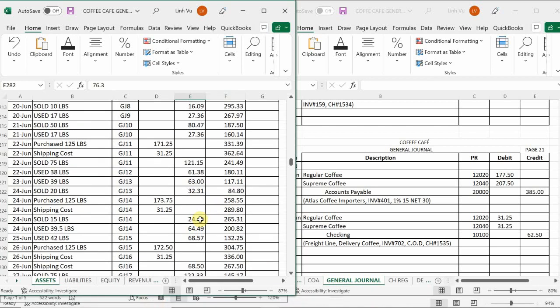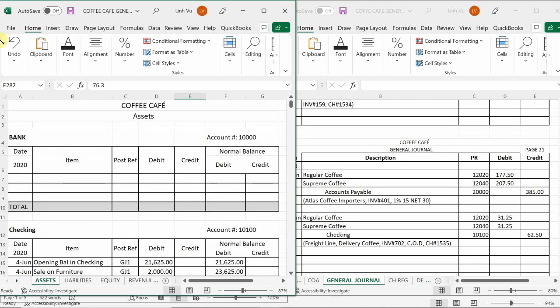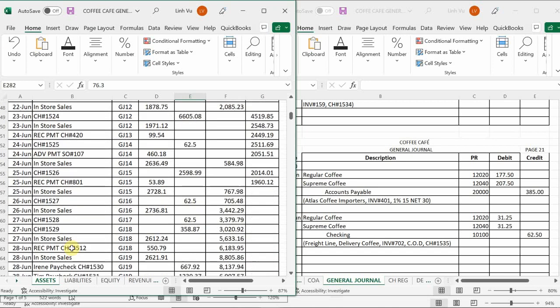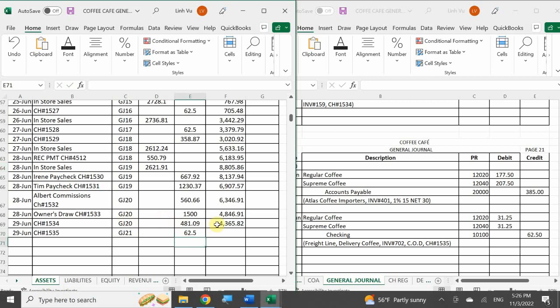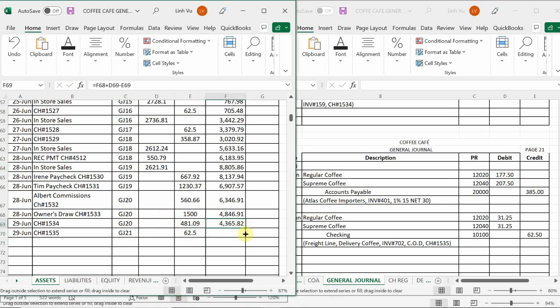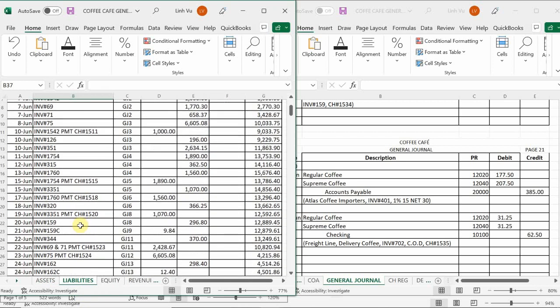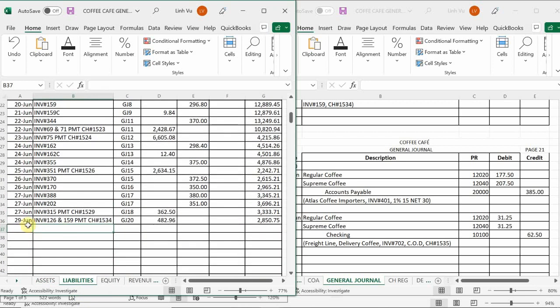So we're going to update my checking account because we wrote a check for that COD, for that freight line, for the shipment of coffee. Okay. 629, check number 1535. Okay, it's the 21st for $62.50. So you have your grand total at $4,303.32.